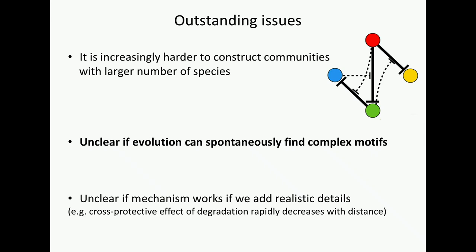And finally, the model that I showed is very stylized, and by design we wanted it to be very simple. But there is always a danger that if you simplify too much, what you see is an artifact of some simplification. So we wanted to add realism, things that we know are happening from our experiments in the lab, and see if the mechanism of maintaining diversity through antibiotic production and degradation will still work.